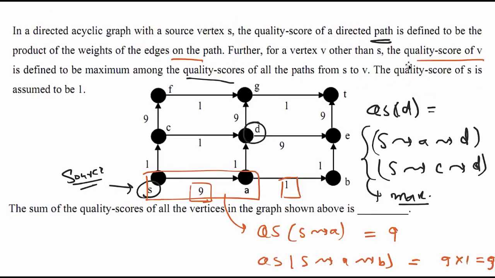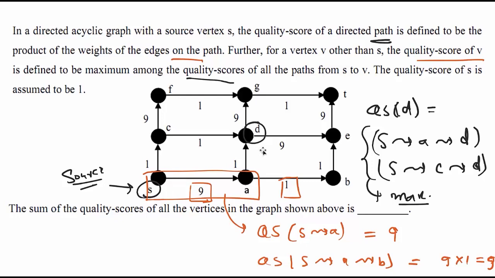Now they are asking, the quality score of S is assumed to be 1. Okay, now they are asking the sum of the quality scores of all the vertices in the graph. So I need to find the quality score of A and the quality score of B, and then the quality score of all the other vertices, and we need to sum it up to finally find out the answer.